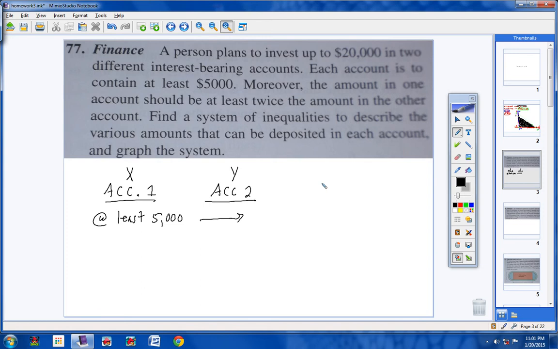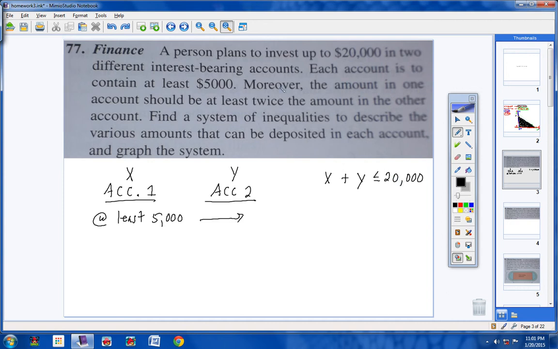First of all, think about this. We have no idea how much we're going to invest in account number 1 and 2, but we know this: when we add them all up, it'll have to be less than or equal to 20,000, because that's all you have to invest. A person plans to invest up to $20,000 in two different accounts. So when I add up all my money invested here and here, it has to be less than or equal to 20,000, because that's all I have to spend.